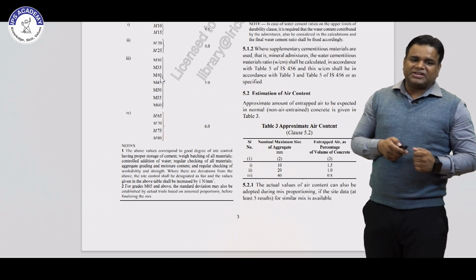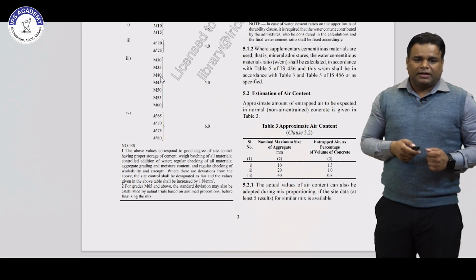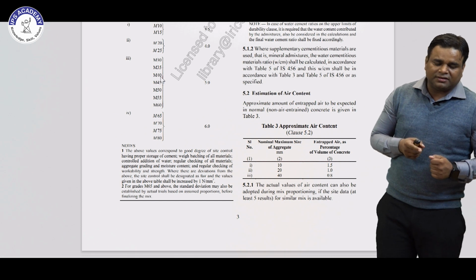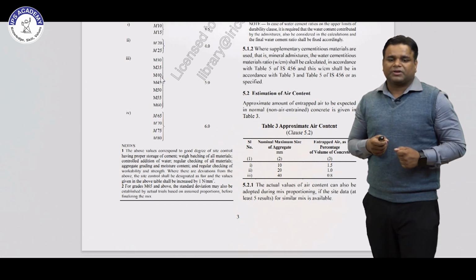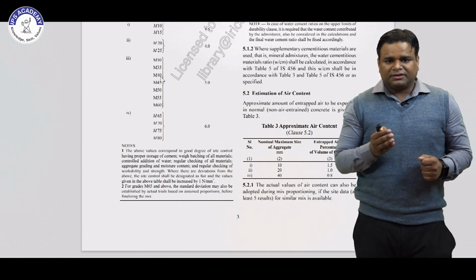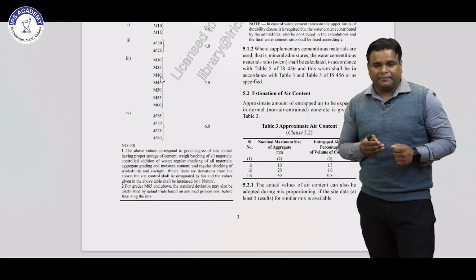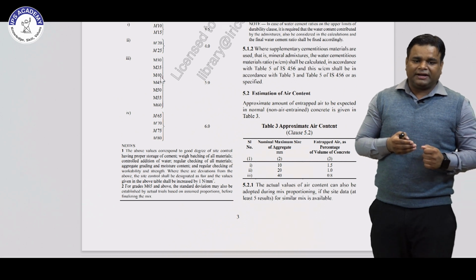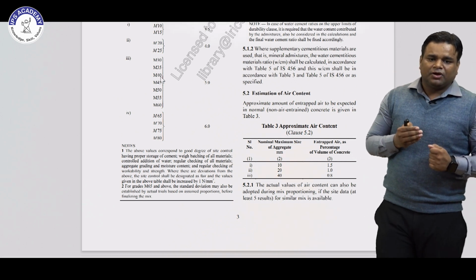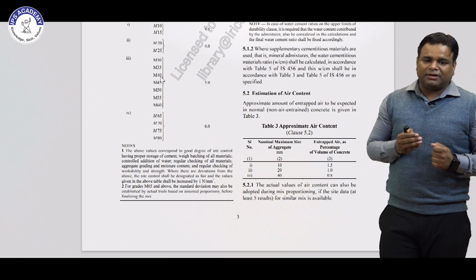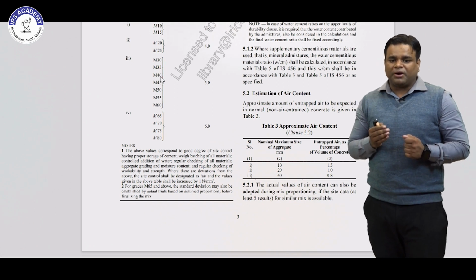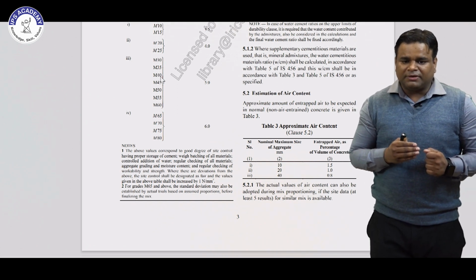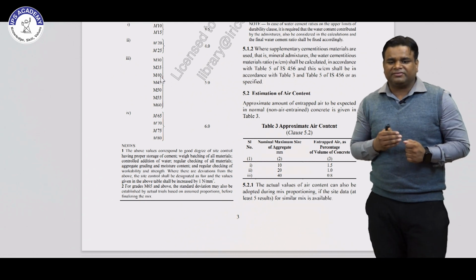Then 5.2 is estimation of air content. In the previous code, this estimation of air content was deleted, but in that code they had included the air content. So for a maximum nominal size of aggregate of 10 mm, the entrapped air is 1.5, for 20 mm it is 1, and for 40 mm it is 0.8.